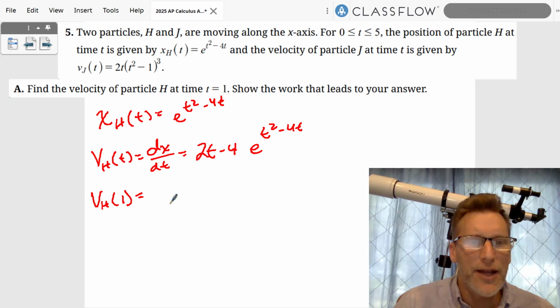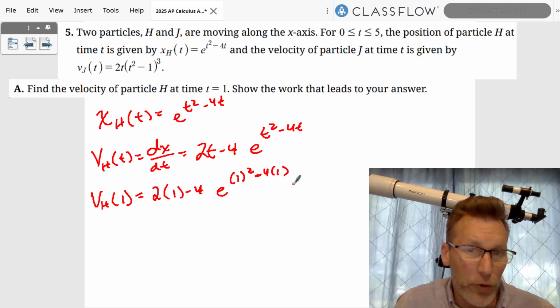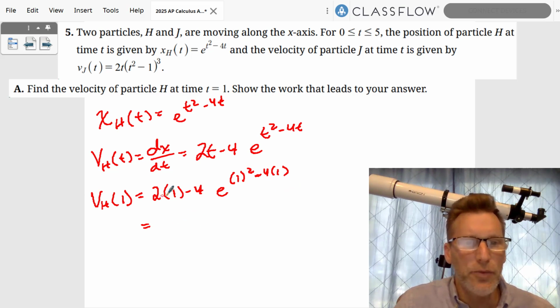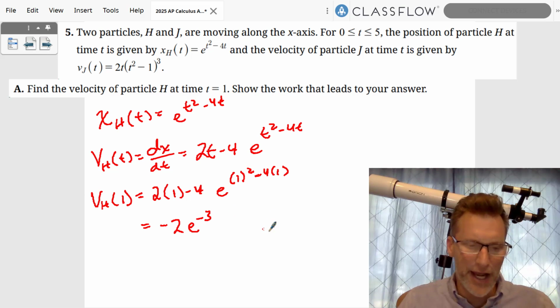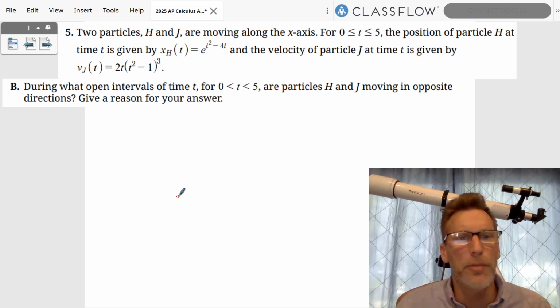This is the velocity function, and we want to find the exact instantaneous velocity at 1. So we get 2 times 1 minus 4, times e to the 1 squared minus 4 times 1, or 4 minus 4 times 1. That's negative 2, e to the negative 3 power. And that is the velocity of particle H at time equals 1. Let's go to part B.